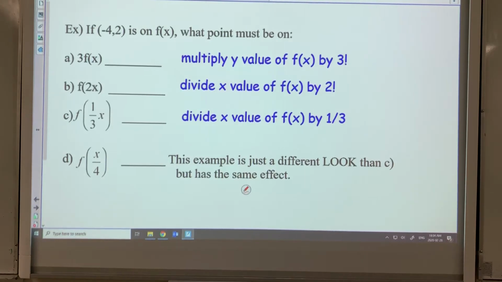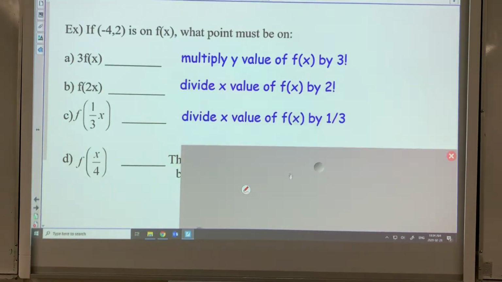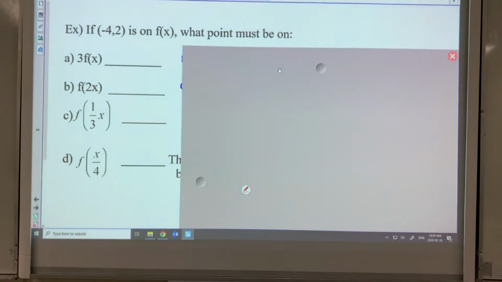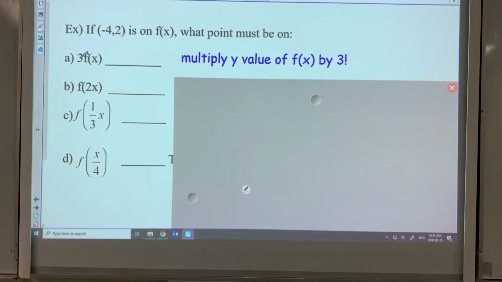Okay, let's try some questions. First we'll just try moving a point around. We're going to take that point -4, 2, and in each case you're going to do what it says. I think I spoiled it here already. Do you guys have that in blue already? Yeah. Just trying to save you some time. This is going to be multiplying the y value by 3. So the x value stays the same. The y value becomes 6.